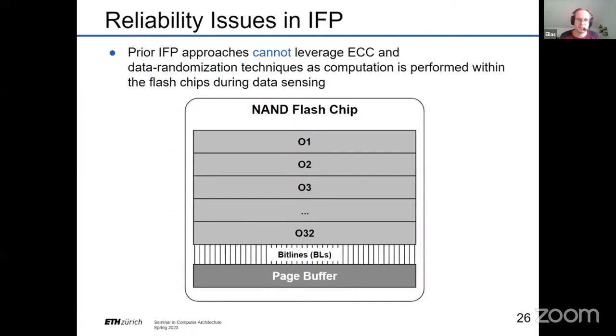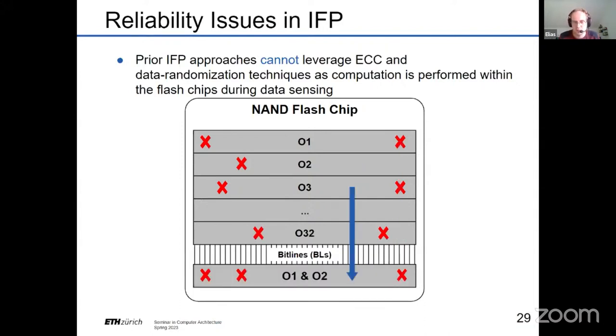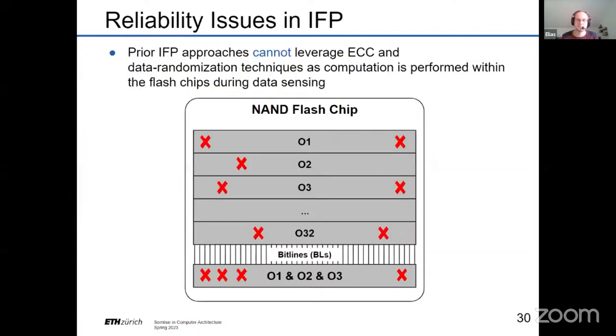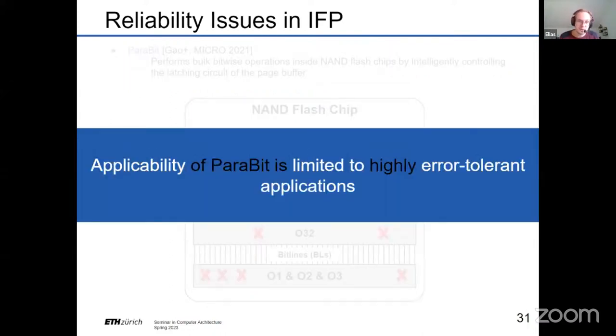Now, there is another issue with in-flash processing. For example, we have here the same picture as before. But as you probably know, memory or flash chips are not completely reliable. They have some errors in them. And so if you do the sensing operations, the errors are getting accumulated into the page buffer. This means that the applicability of Parabit is limited to really highly error tolerant applications.